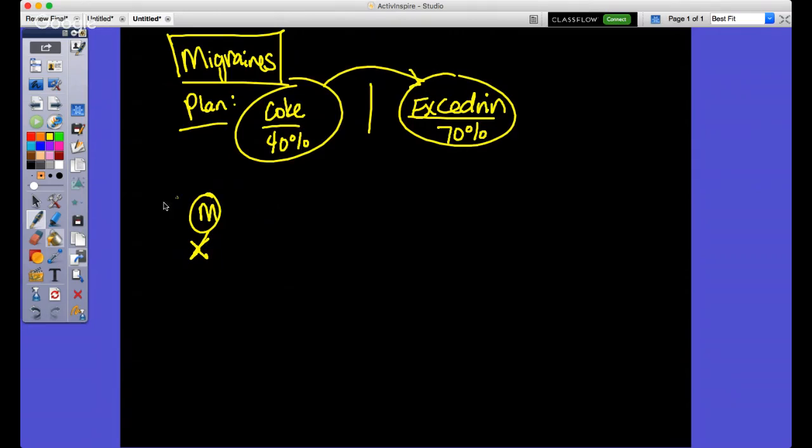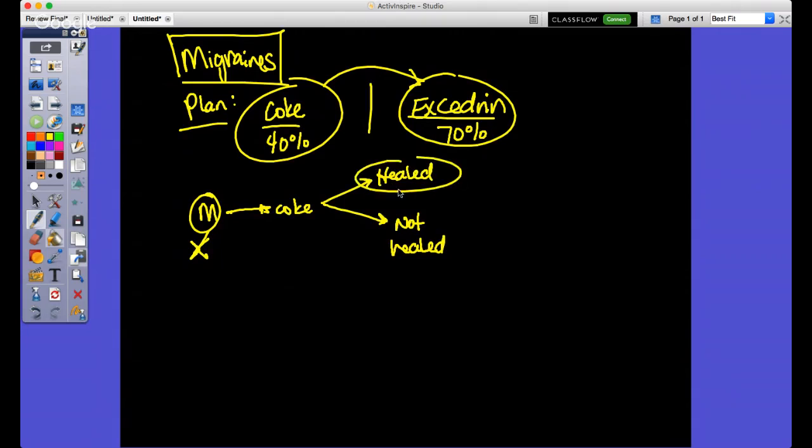So really what I would do is draw a diagram. That's how I would approach it. First of all, I give it Coke, right? As I get Coke, I have two options: I'm healed or I'm not healed. If I'm healed, I'm done. The probability of being healed in this instance would be 0.4. The probability of not being healed would be 0.6.